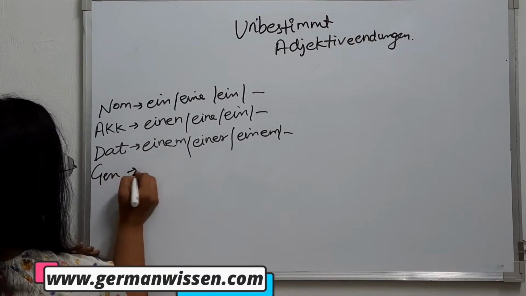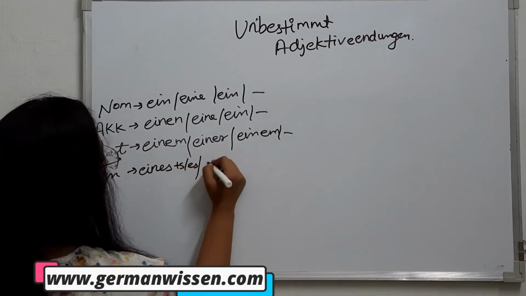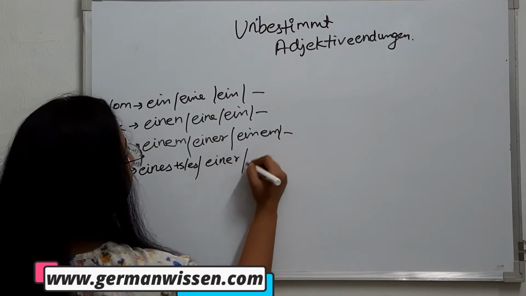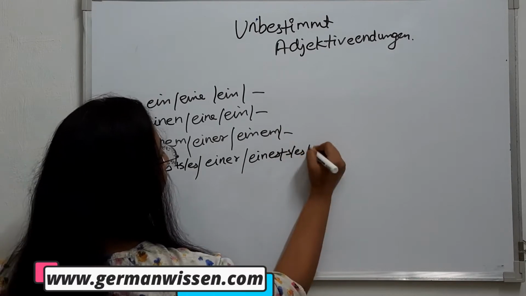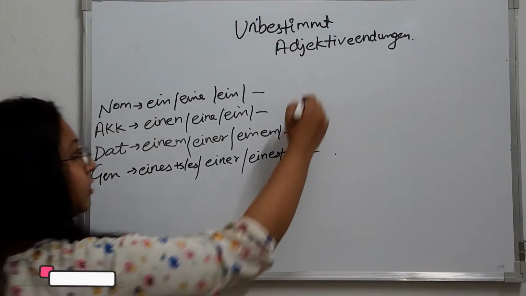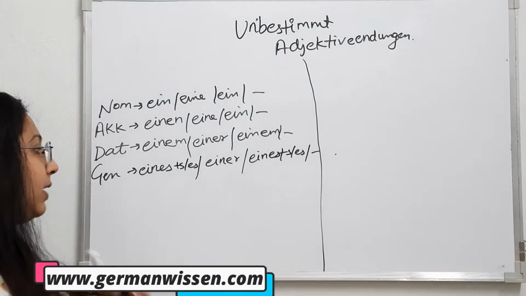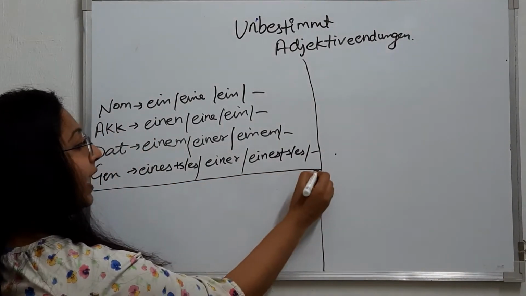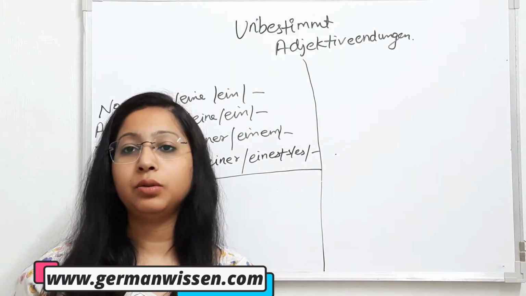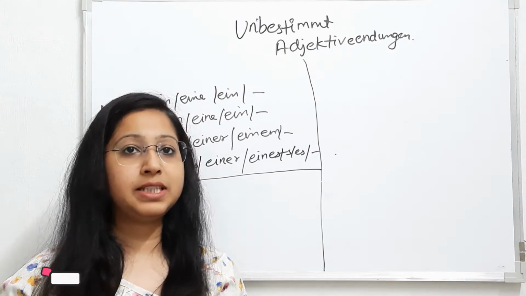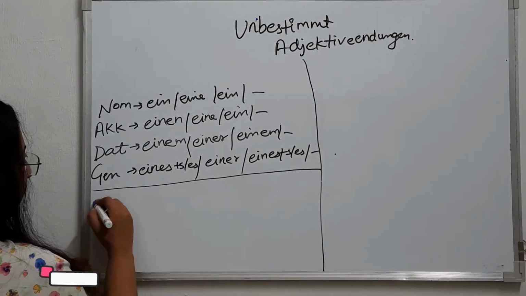Then in genitive, we did eines plus s or es, einer, and eines again with s or es for neutral, and then nothing in plural. So these are the normal unbestimmt articles that we did. Now let's see what the adjective Endungen are. I'm going to tell you a very easy way to memorize the unbestimmt adjective Endungen. So let's see in nominative.